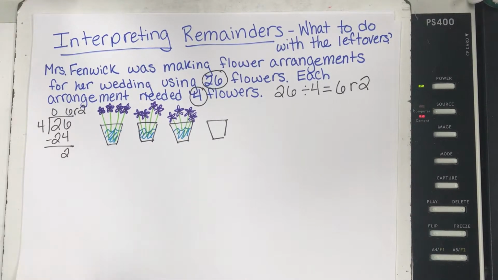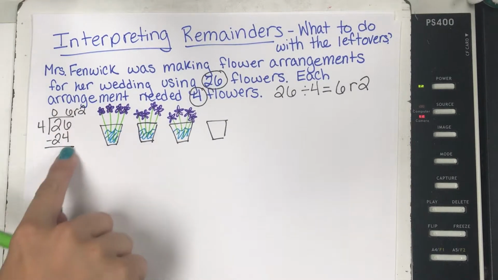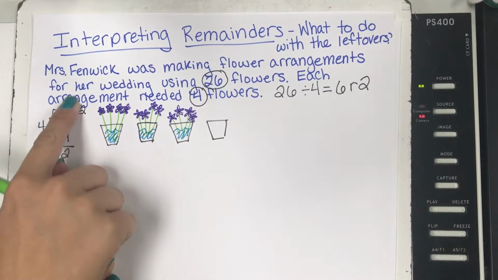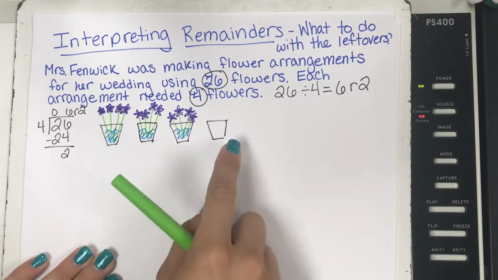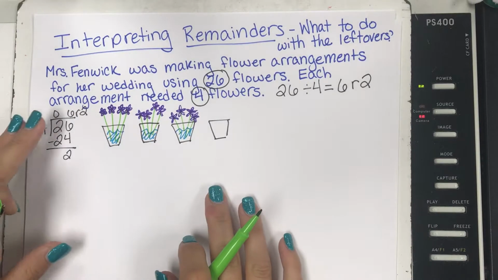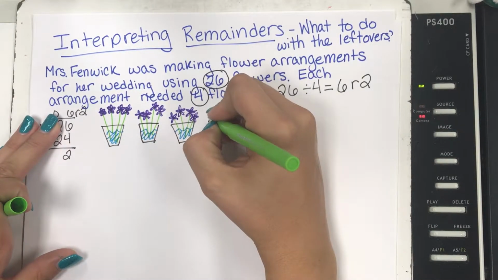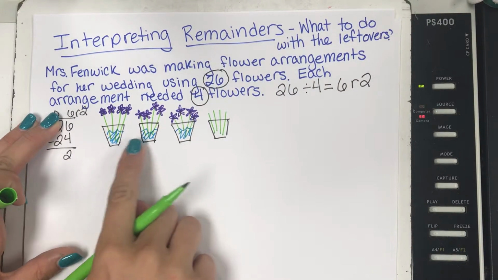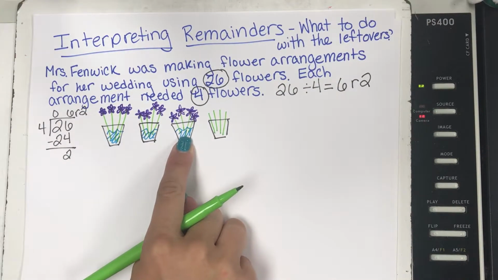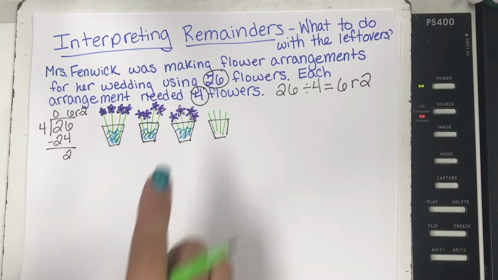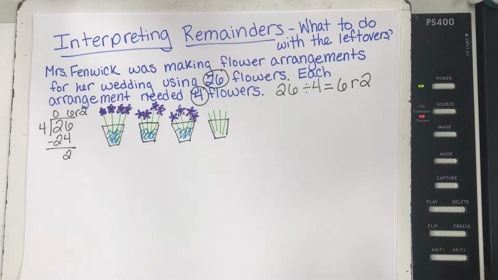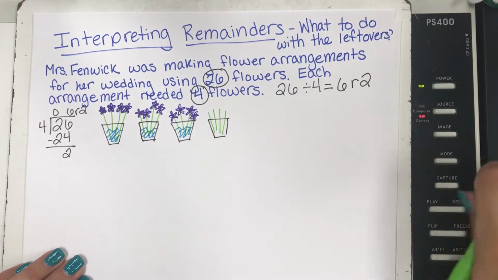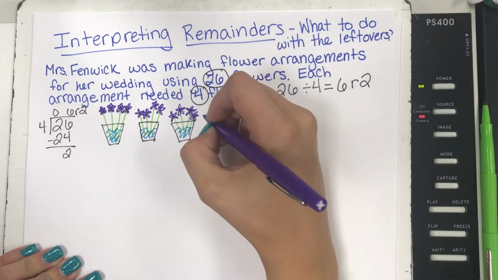But we've done it with the traditional algorithm, but we're drawing a picture of it here. I've got 3 vases so far. But if I have 4 in each of these 3 vases, how many have I used? 12. I've used 12. Is that 26 yet? No. Nope. So I'm going to keep going.